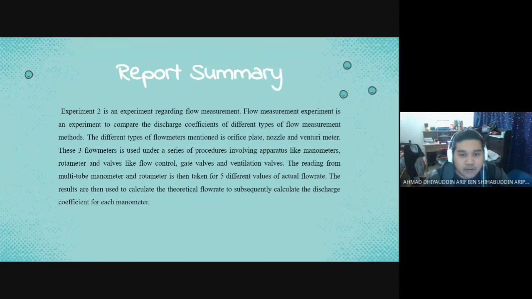The reading from the multi-tube manometer and rotometer is then taken for 5 different values of actual flow rate. The results are then used to calculate the theoretical flow rate to subsequently calculate the discharge coefficient for each manometer. Now I pass on to the next presenter.